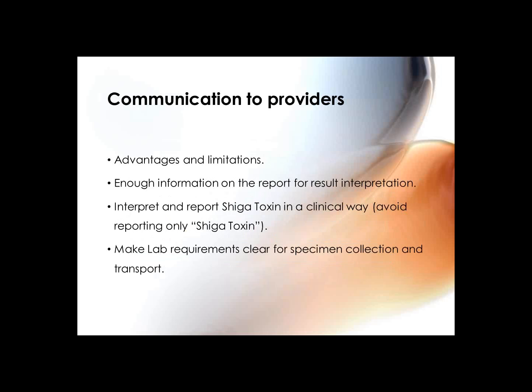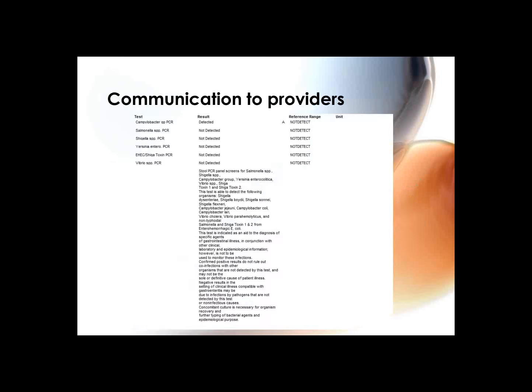Make the lab requirements clear for specimen collection and transport. This is very important. We only receive fresh stool in a sterile container. We don't request a Cary-Blair. We put the sample in. When we receive the fresh stool, we aliquot the sample into a Cary-Blair. That way we can unify the process. When giving the Cary-Blair to the patient and bringing it back to the lab, we found that we had some discrepancy between patient and specimen. The quality of the specimen could be compromised.